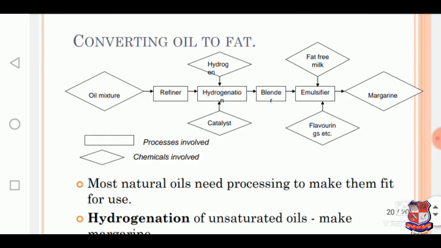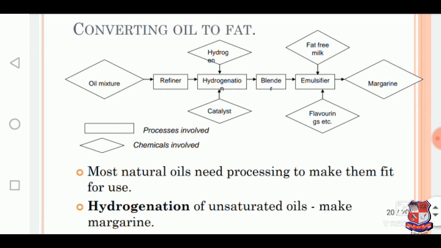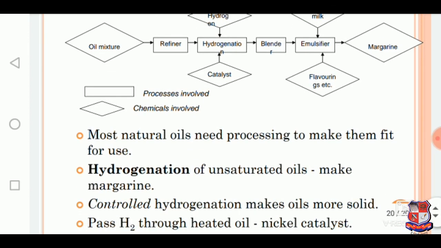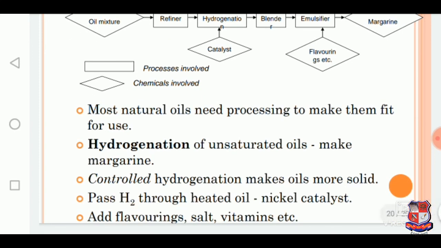Converting oil to fat. This is a reaction, and most natural oils need processing to make them fit to use. So, hydrogenation of unsaturated oils makes margarine. Controlled hydrogenation makes the oils more solid. They pass hydrogen through heated oil in the presence of a nickel catalyst and add flavoring, salt, vitamins, etc.